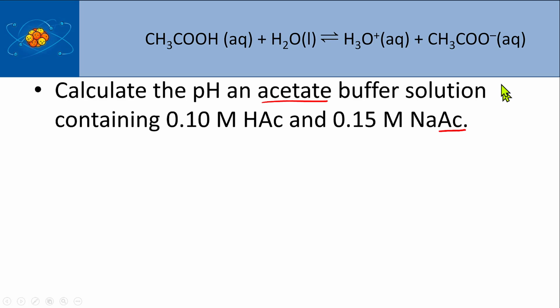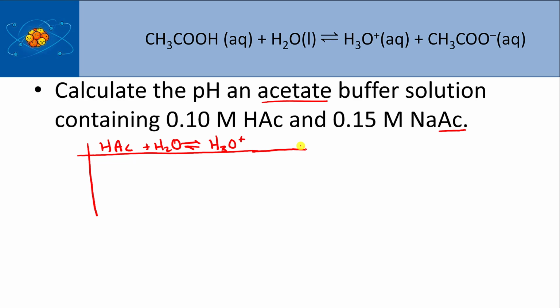So, if we want to calculate the pH, then what we're going to do is create an ICE table, like this. And we're going to have our HAc, and this is the sodium acetate. So we're going to say plus water. So we use the weak acid ionization reaction, giving H3O plus and Ac minus. And this is from the sodium acetate. And then we're going to draw our lines like this.